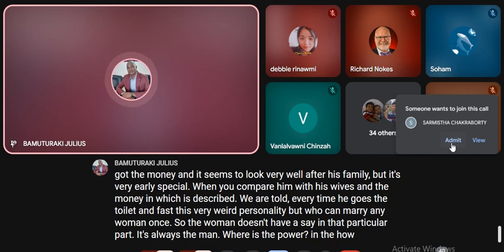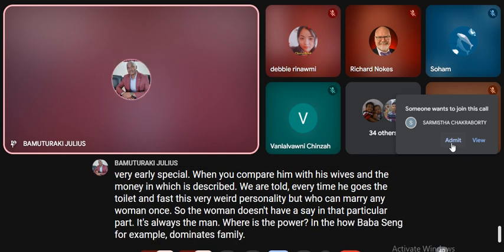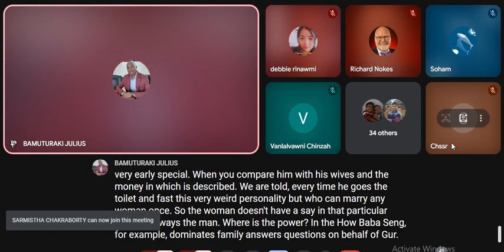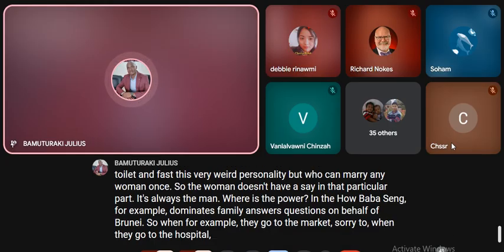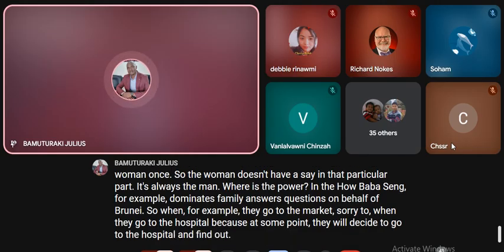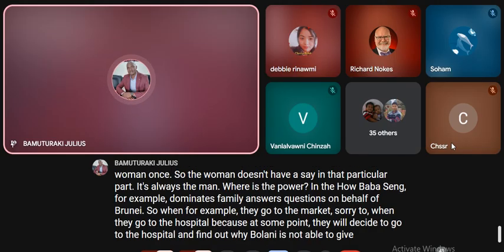And how Baba Segi, for example, dominates his family, answers questions on behalf of Bolanle. So when, for example, they go to the market, when they go to the hospital, because at some point they will decide to go to the hospital and find out why Bolanle is not able to bear children.